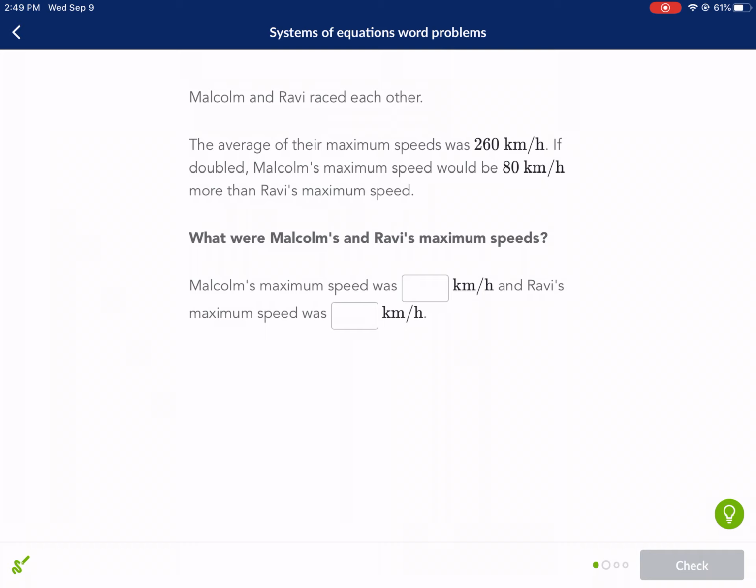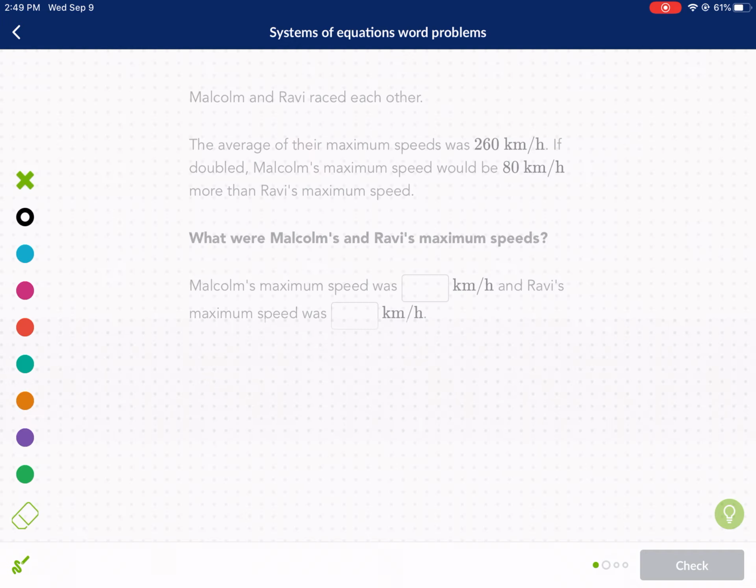If doubled, Malcolm's maximum speed. Now, I'm just curious if that means they're doubling both of those. Oh, I think that means. What were Malcolm and Ravi's maximum speeds? This one's a little bit easier than the other one, I think. So let's define our variables. We want to find the maximum speed. So I'm going to let m equal Malcolm's speed, and I'm going to let r, let's use red, equal Ravi's speed.